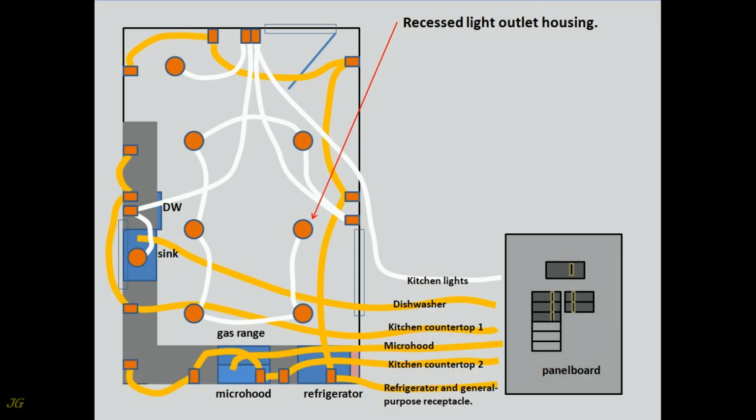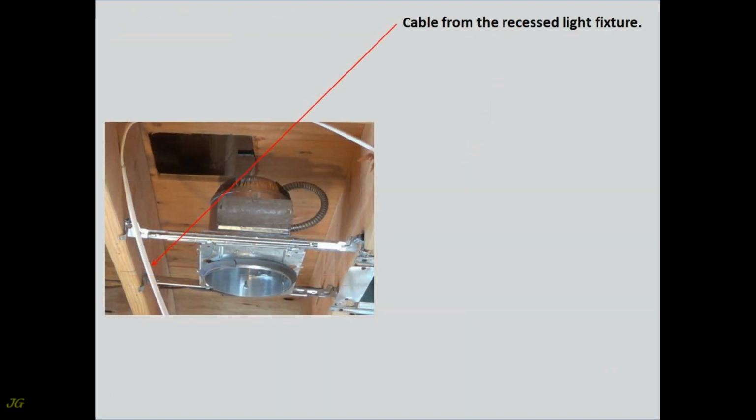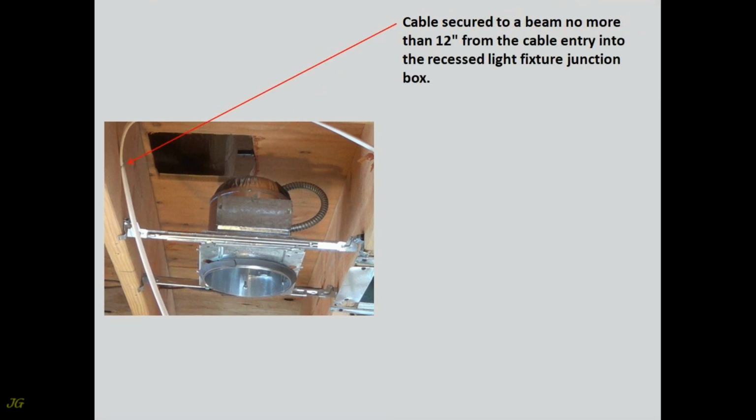Recessed light outlet housing. Installed cable for recessed light fixture. Cable from the recessed light fixture. Cable secured to a beam no more than 12 inches from the cable entry into the recessed light fixture junction box.